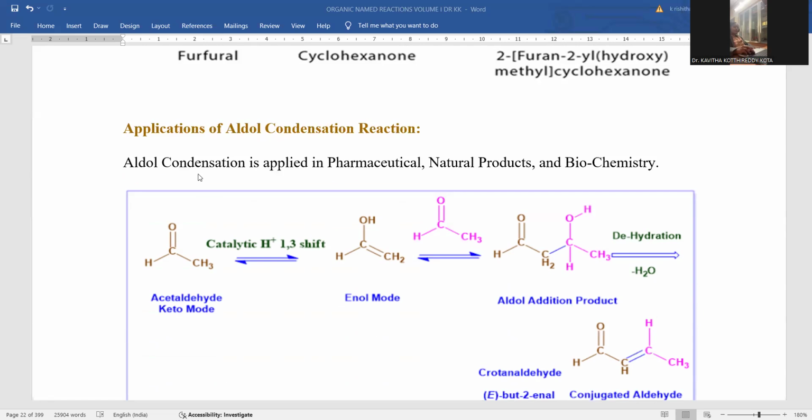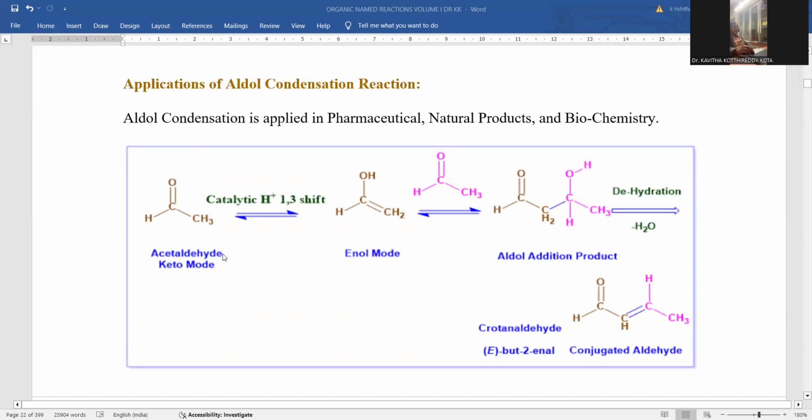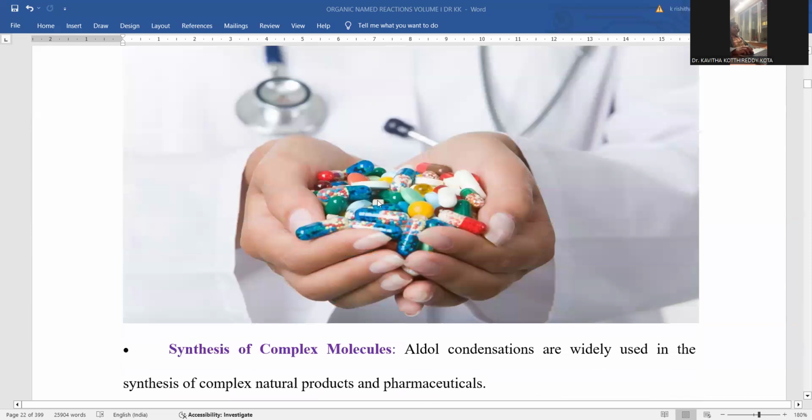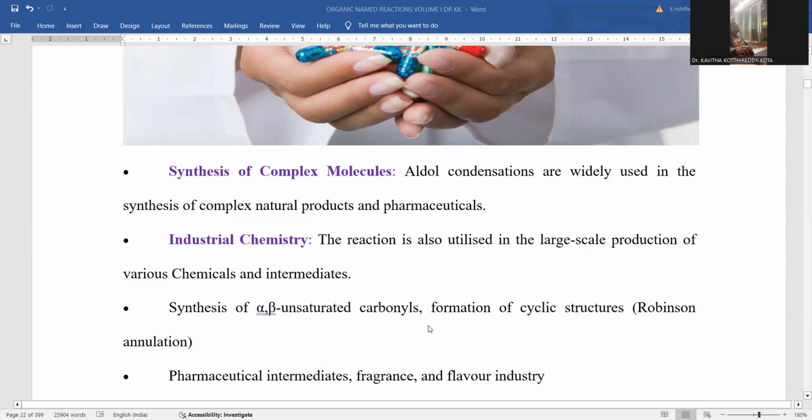Applications of aldol condensation reaction in the pharmaceutical field, natural products, and biochemistry as well, right? So here the acetaldehyde keto mode can be taken, that enolized like this, and another acetaldehyde to be treated. Aldol addition product formation, and the conjugated compound formation taking place. This is the kind of pharmaceutical application we can say, right? So they are utilized under pharmaceutical conditions.